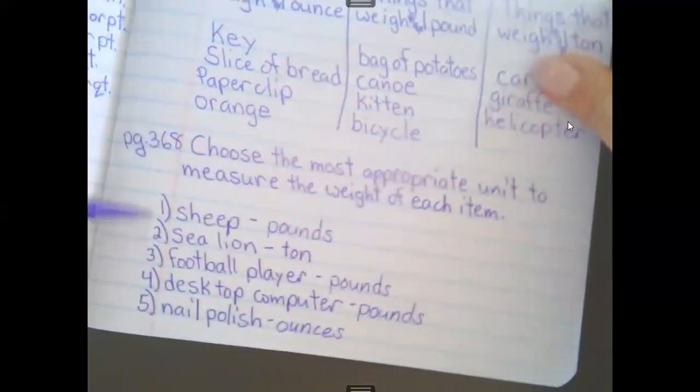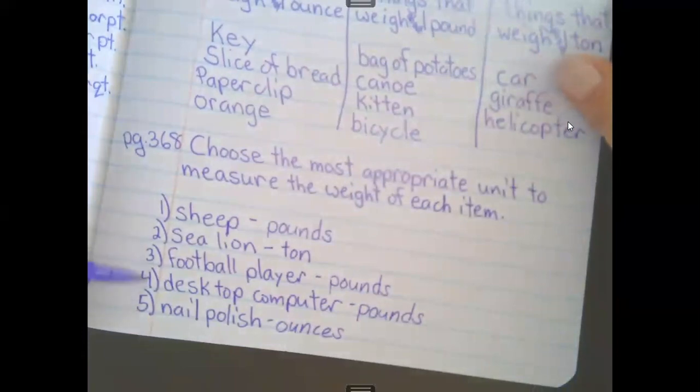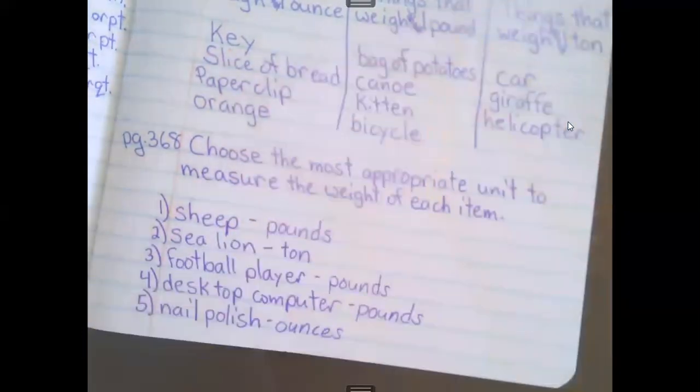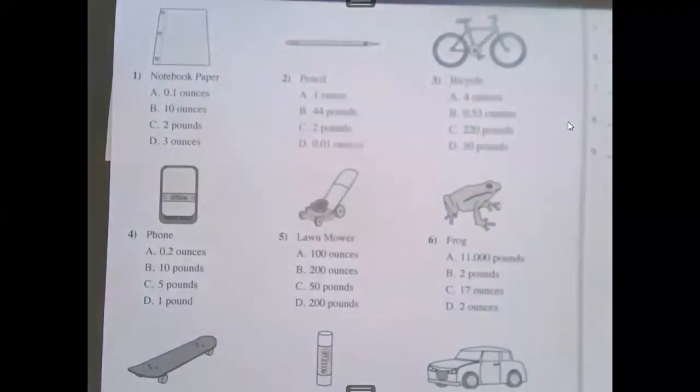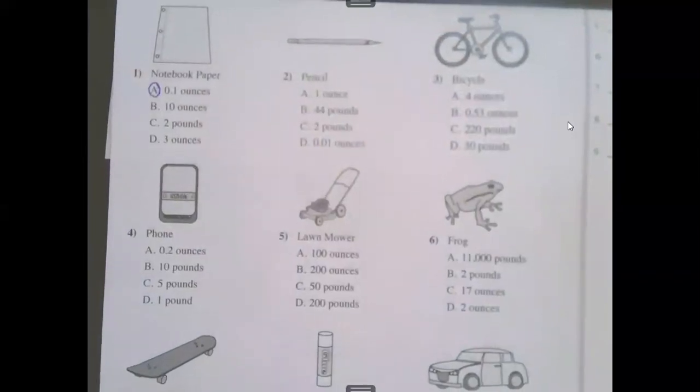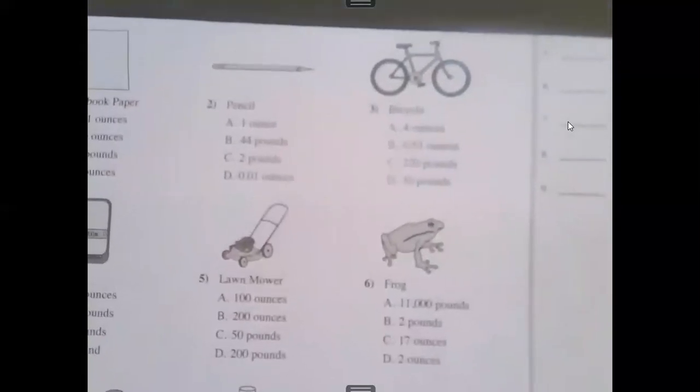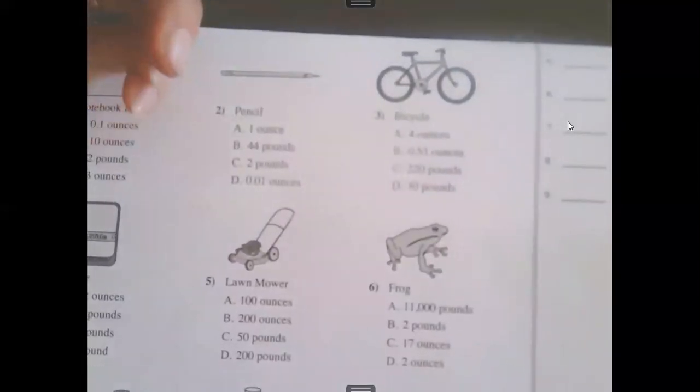And I know that if you look at your textbook on page 368, these numbers won't go in order, but I used some of the other items up here. So now let's take a look at notebook paper. Which one of these would probably be the best estimate? Well, with notebook paper, I'm most likely going to say that it's in ounces, but I wouldn't say it's 10 ounces. It's pretty light, so I would say it would be A. I remember the last one seemed to be a little bit out of focus, guys, so I'm doing my best to make sure you can see this okay.